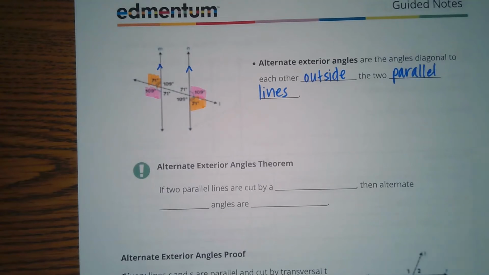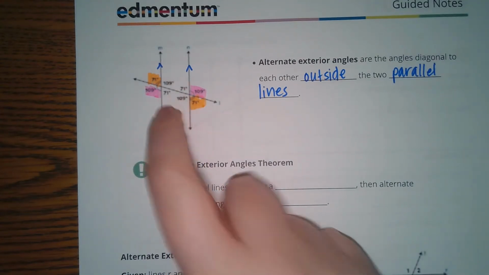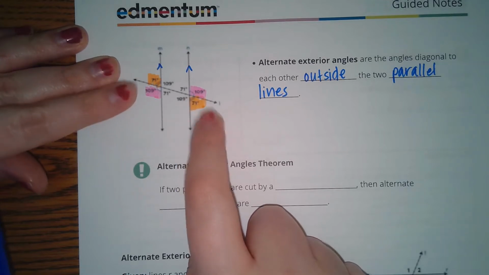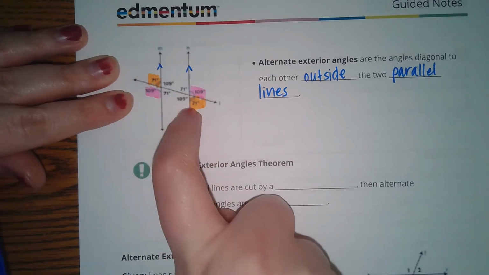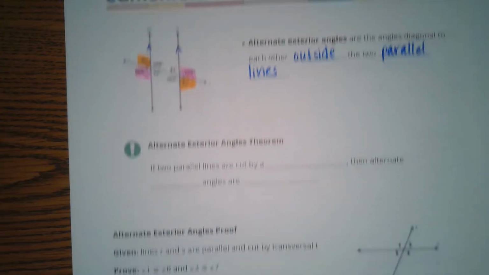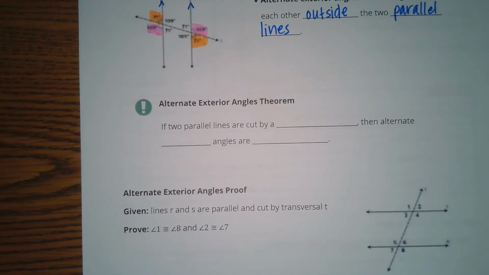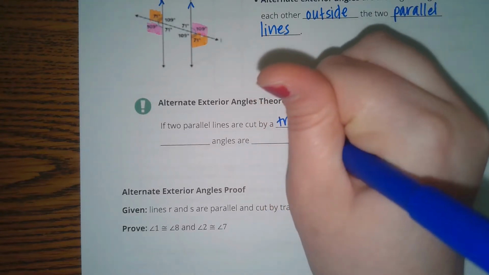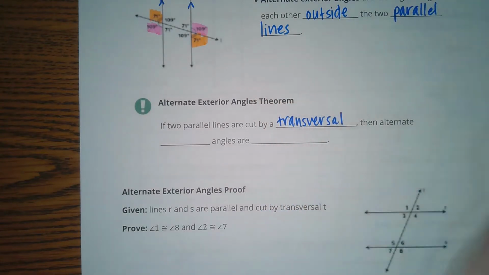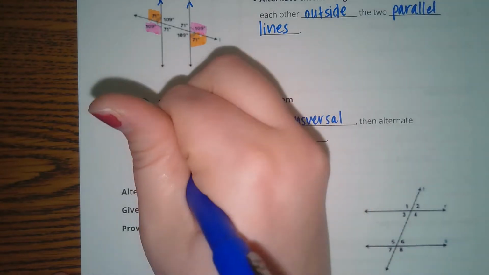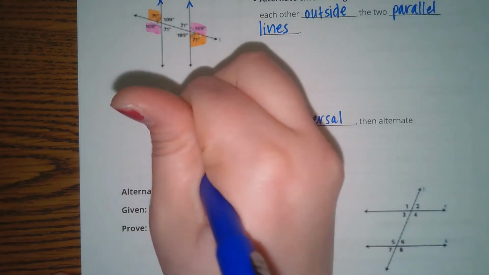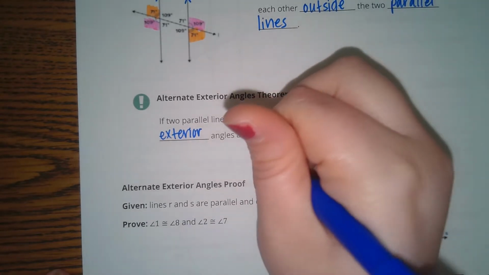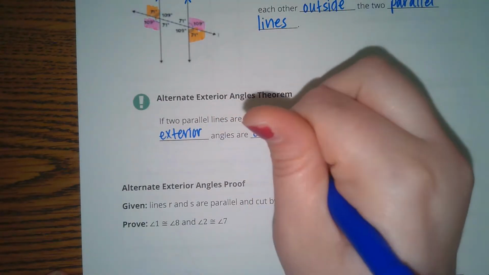And you'll notice that I'm not looking at this stuff on the inside. These guys are also congruent, but I'm just focusing on my alternate exterior angles, outside and opposite of one another. So my alternate exterior angles theorem says that if two parallel lines are cut by a transversal, then my alternate exterior angles are congruent as well.